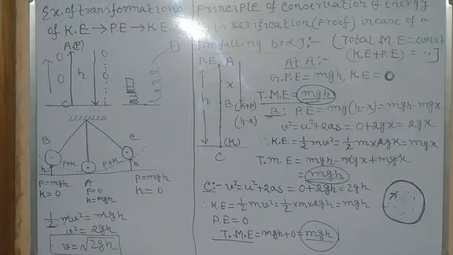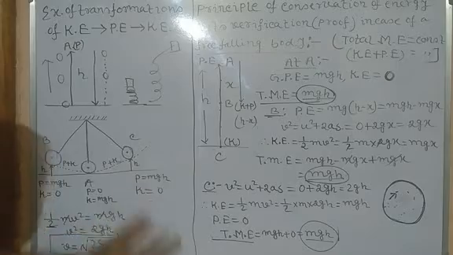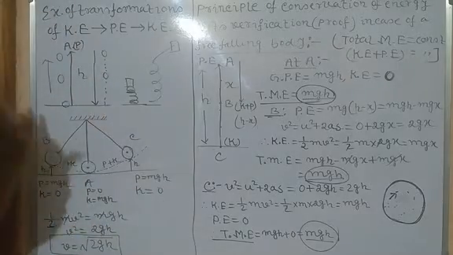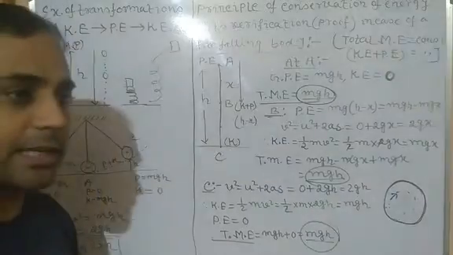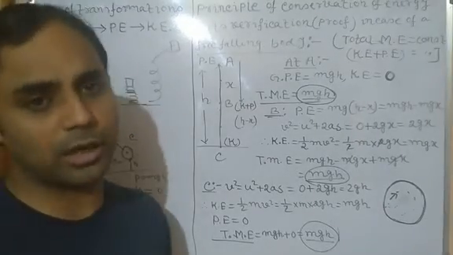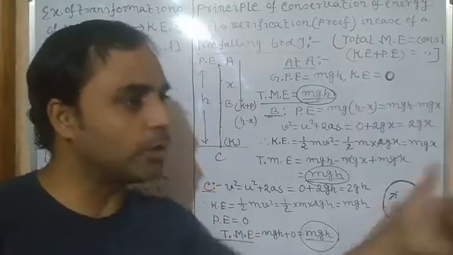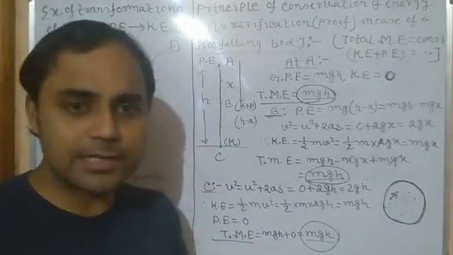Clear? So in this way the total energy remains constant: mgh, mgh, mgh. In this way we can prove that in the entire universe the total energy remains constant. Energy can neither be created nor be destroyed. It can only be transformed from one form to another. That's why energy remains constant.